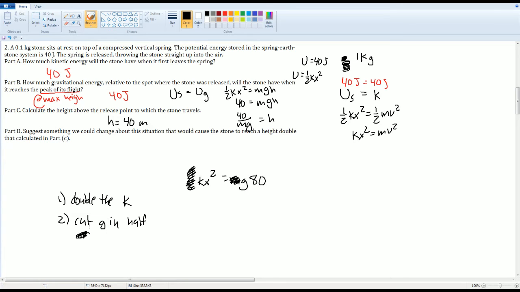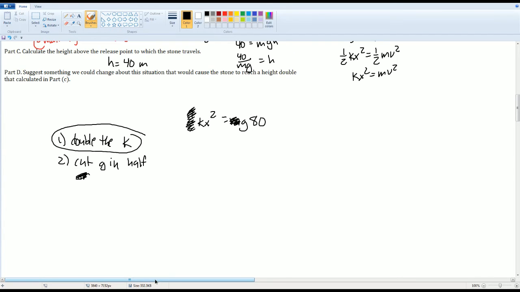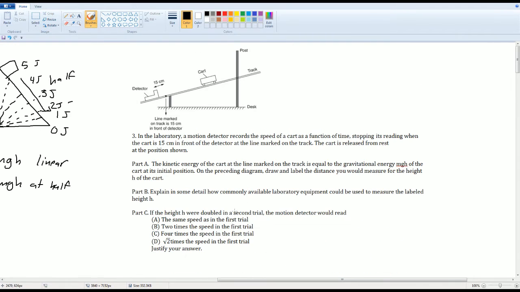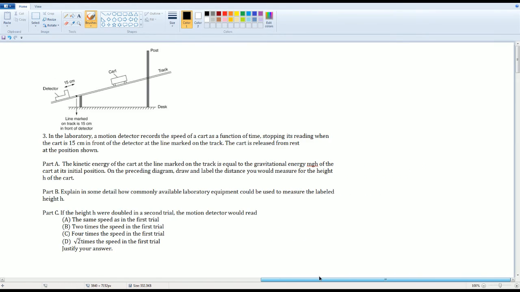You really can't cut G in half, right? Unless you put it on a different planet. So the best answer would be to just double the K. Okay, so there you go. That would be the best way. There are other things you can do, but like the velocity, I'll ignore that because of the square term.